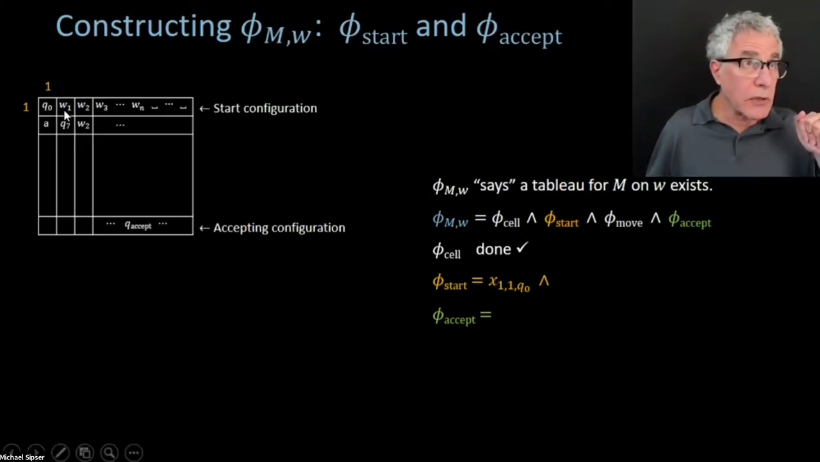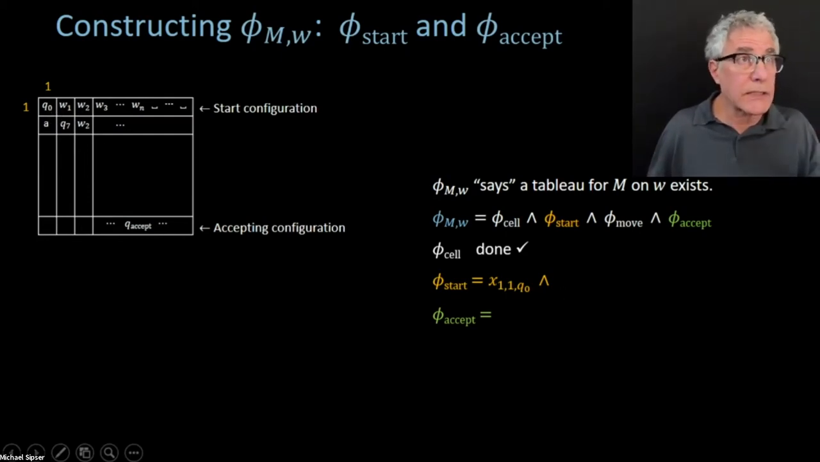So it knows what that start configuration is. It's just Q0 followed by the n symbols of W followed by blanks. So it wants the very first cell in the left-hand corner here to be a Q0, the start state of the machine, which it knows. So it's going to say X sub 1, 1, Q0, that has to be turned on. In order to satisfy phi sub start, all of those variables have to be set to true. So that means we have to have a Q0 in that cell.